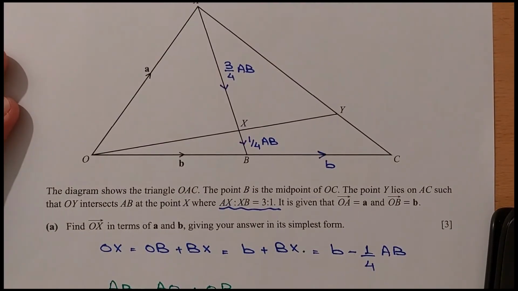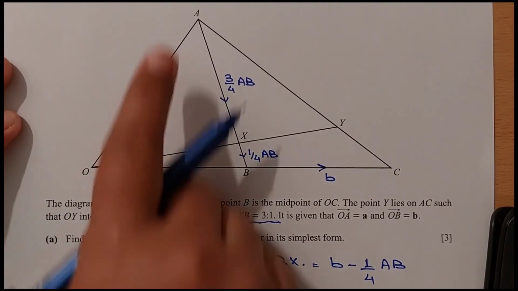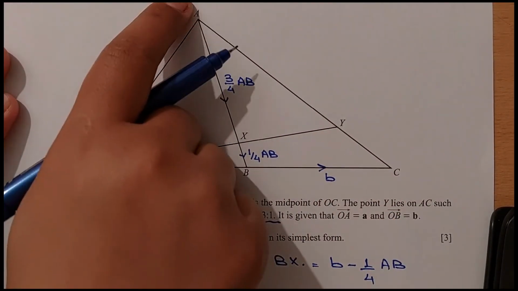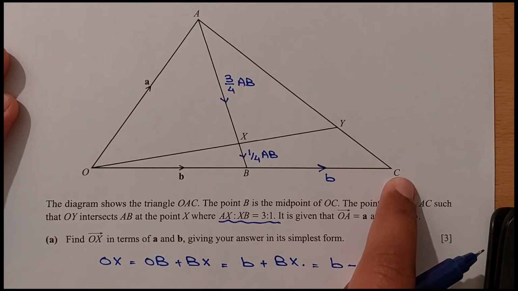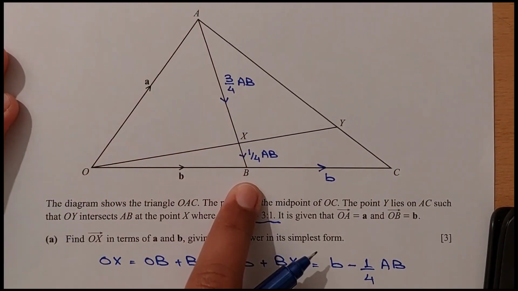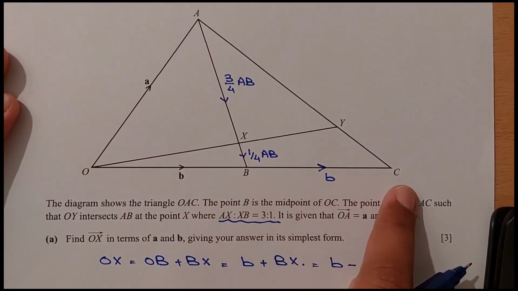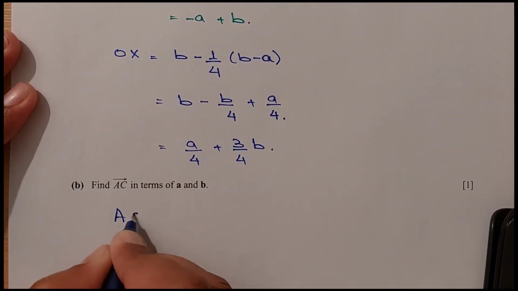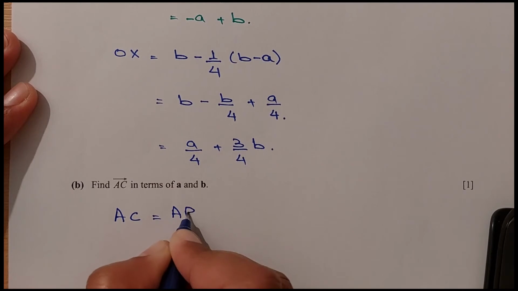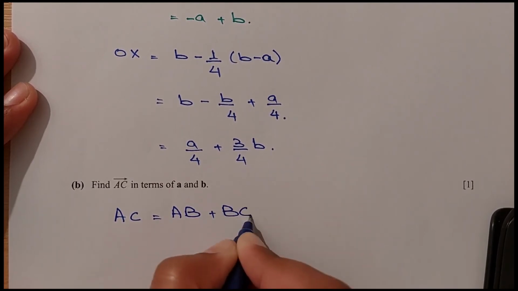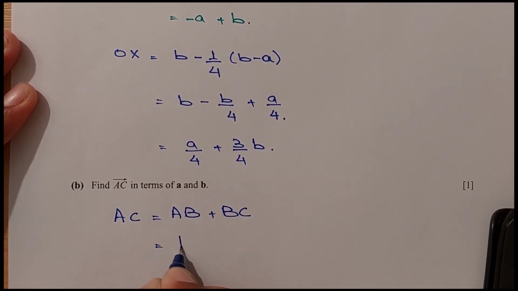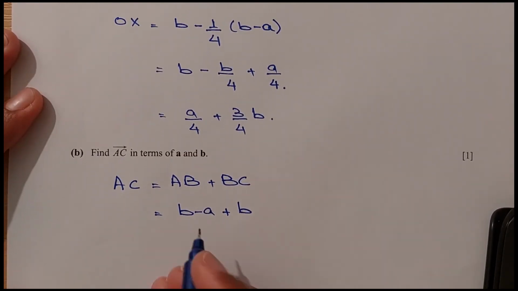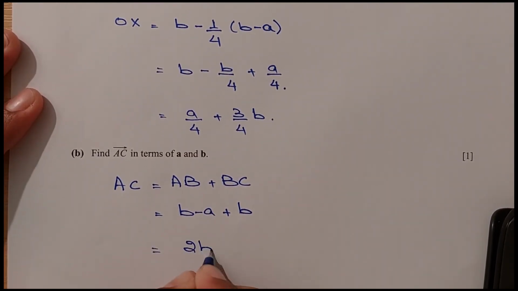Right. Now for the B part, find AC in terms of A and B. Where is AC? Okay, so this line A to C follows the path of A to B and B to C, right? We just got AB in the first part and B to C is a vector B, right? So AC follows a path of AB plus BC. AB is B minus A and BC is a vector B. So that is equal to 2B minus A.